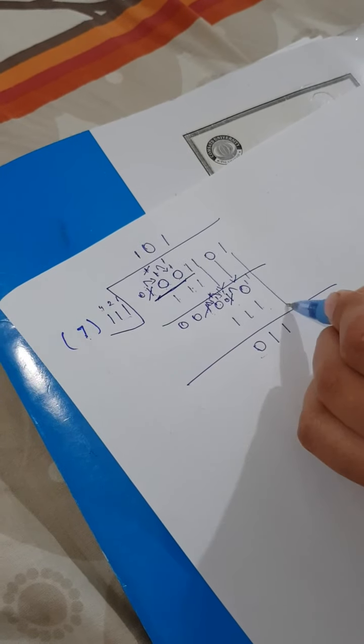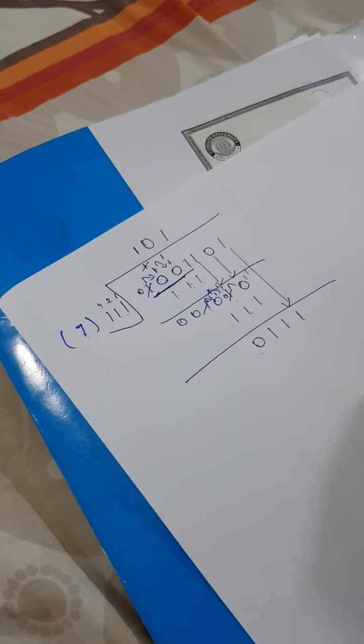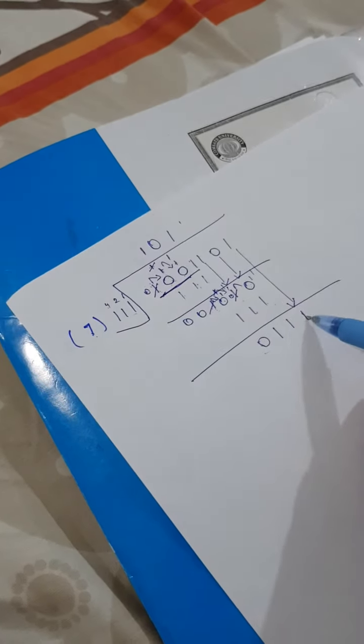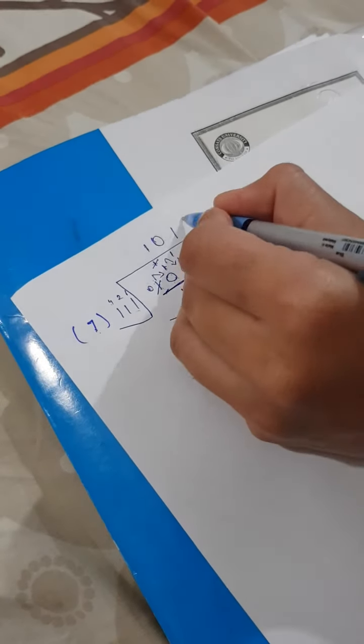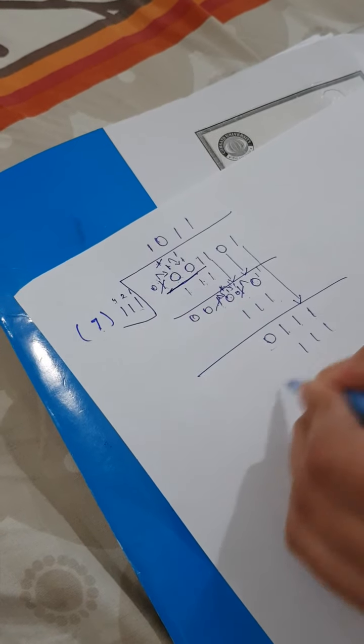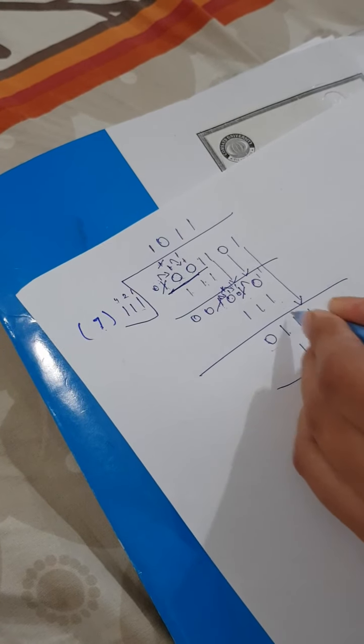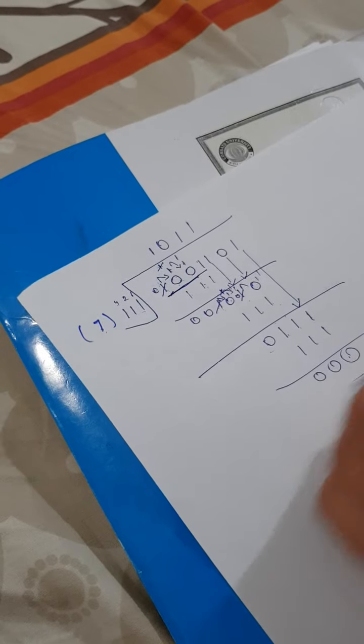So we will take the next digit down. 1. 1 1 1. 1 2 4, 4 plus 2 plus 1, 7. It is equal, so we'll put 1 here. 1 1 1 and your remainder is 1 minus 1 is 0.